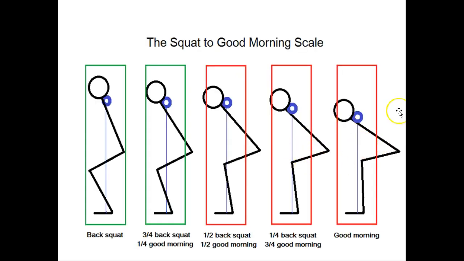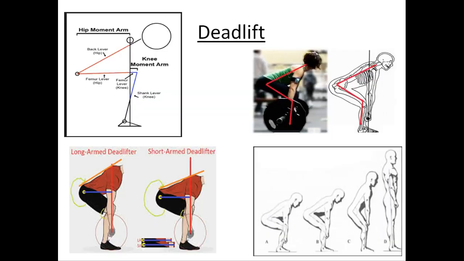So here you can see how a squat can rapidly become a good morning if you're doing it with the wrong technique, looking at the lever arms. There's the good morning here, and there's the back squat. The load is the same, but the joint angles are different.